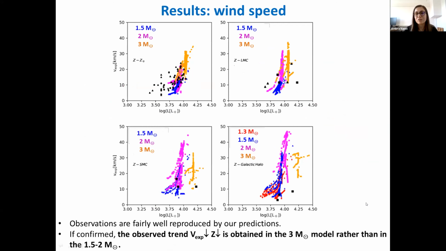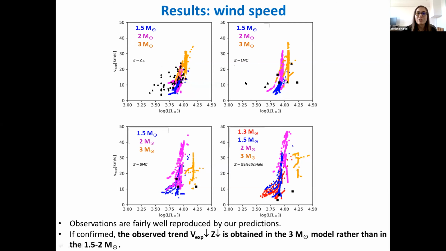Finally, just to say something about the expansion velocity, we compare the expansion velocity as a function of the luminosity for different metallicities given in the different panels here, and we have different initial stellar masses. As you can see, we fairly well reproduce the expansion velocity, and we also notice, however, that for different initial masses, we have different trends for the expansion velocity at varying metallicity.